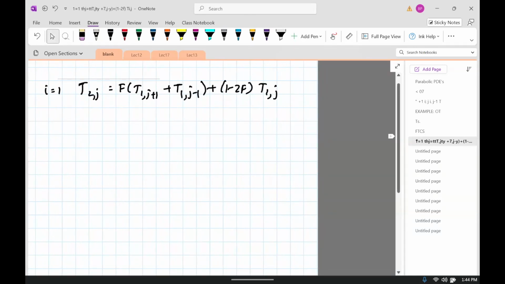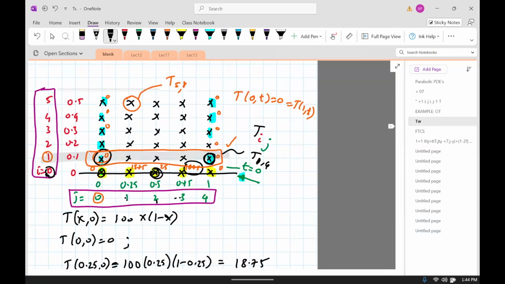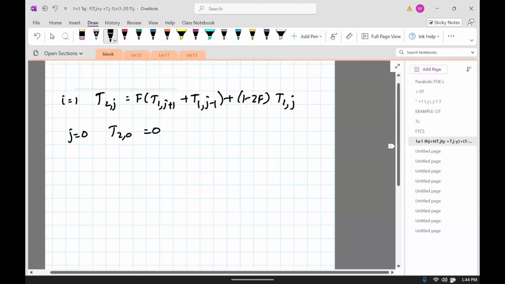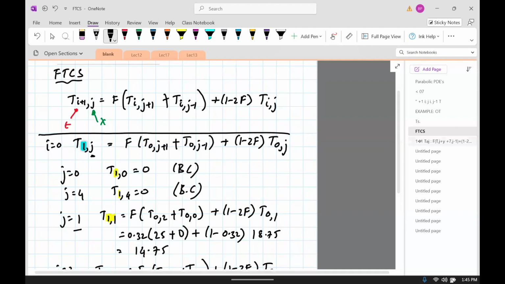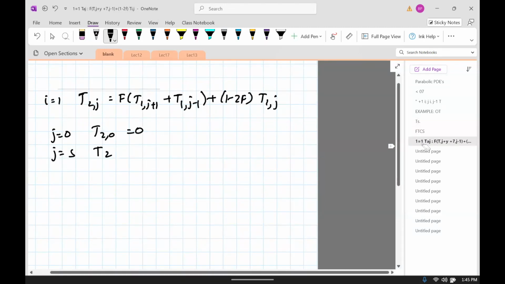Okay, so once you get this formula, now we need to go for j equals 0. Now the good thing is 2 comma 0 is known. If you look at this, this is 2, this is 0. So it's a value here, and we know the value is 0. In fact, we also know the value at j equals 4. It is 0. We only need to solve for j equals 1 and j equals 2 and 3.